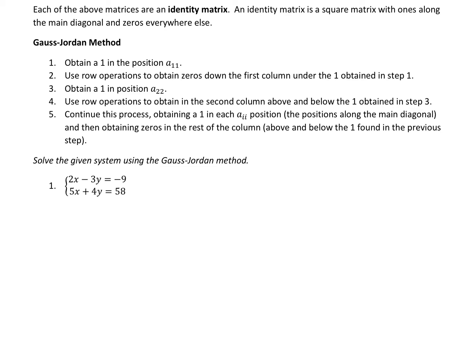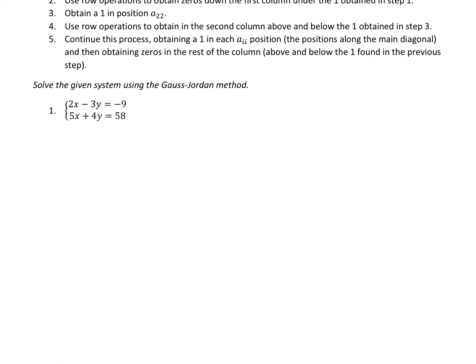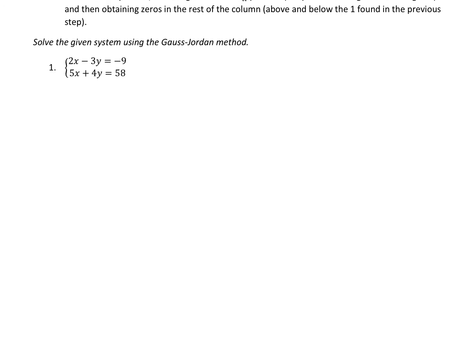Again, we're only doing a 2x2 in this video, so it's going to be just the first, let's say, 4 steps. So solve the system of equations using the Gauss-Jordan method. We can see that we have 2 equations, so we'll have 2 rows, and then we have 2 variables plus the constant. So our matrix will look like this. We will have 2, -3, -9, and then we have 5, 4, 58.